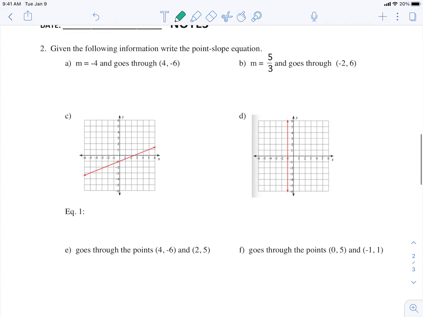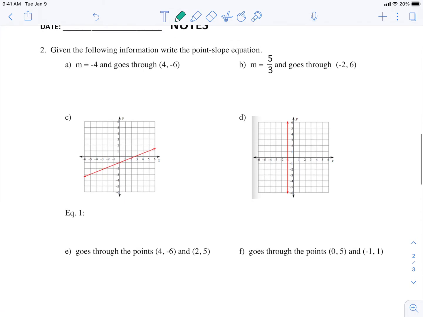All right, so maybe I'm convincing you guys that point-slope form is nicer than slope-intercept form, which is fine. They're both great, right? But this one does have some other perks to it. All right, so given the following information, write in point-slope form.